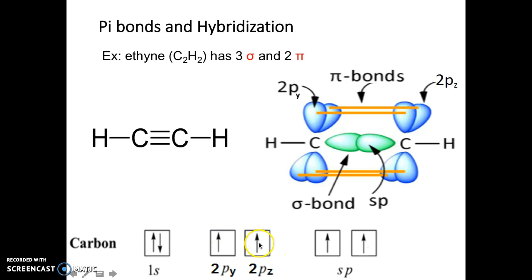Now notice how the 2 spots for the unhybridized orbitals will be occupied by the carbon. So one of the unhybridized orbitals, which is the 2py, will be occupied by the other carbon. And then the same other carbon atom will occupy this 2pz spot, which gives them the triple bond. Okay.